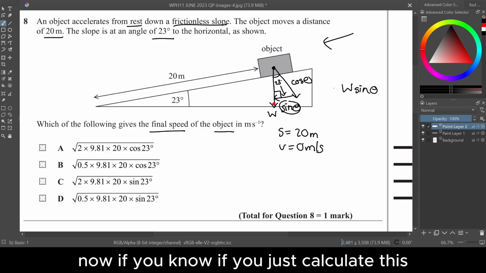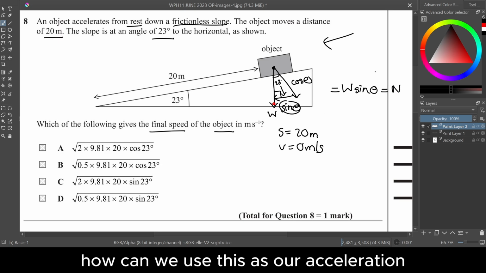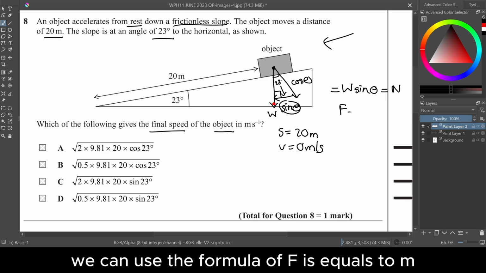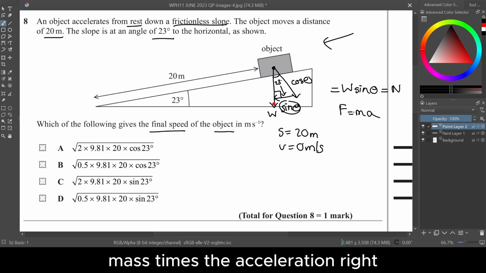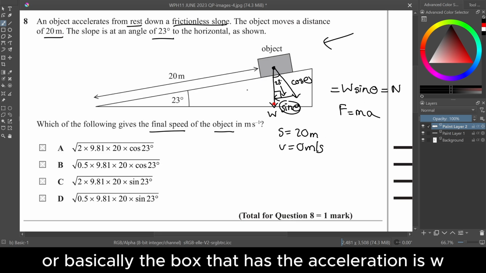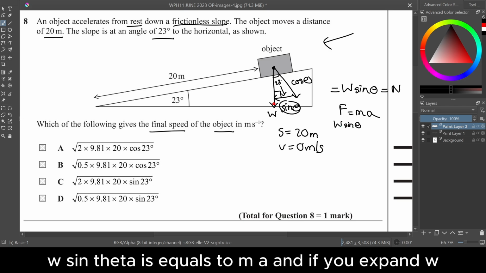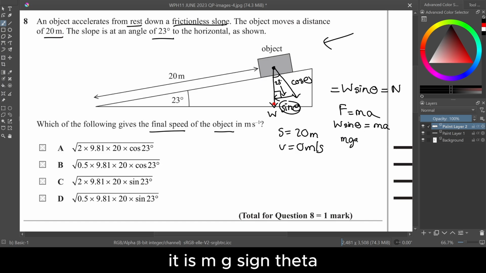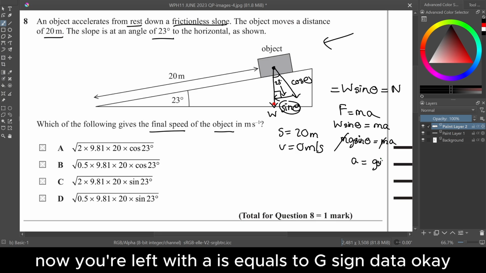Now, if you just calculate this, you know that your unit is still newtons, right? How can we use this as our acceleration? We can use the formula F equals ma. Net force is equal to the mass times the acceleration, right? So your net force, or basically the force on the box that gives it acceleration, is W sine theta equals ma. And if you expand W, it is mg sine theta equals ma. Now m cancels out, and you're left with a equals g sine theta.